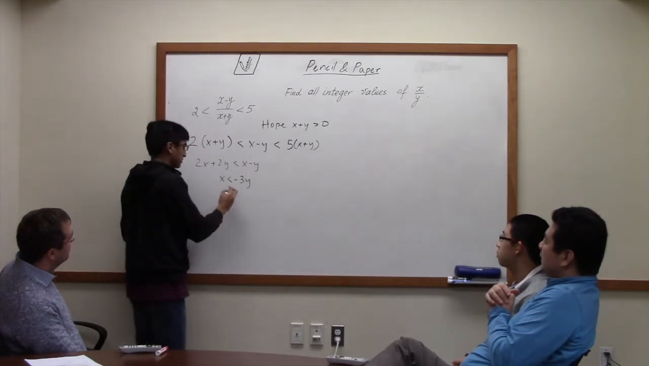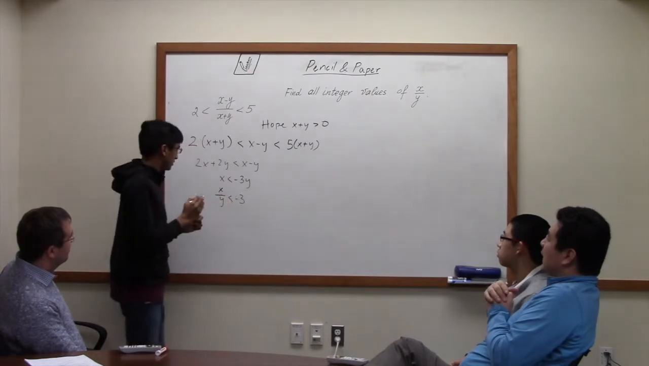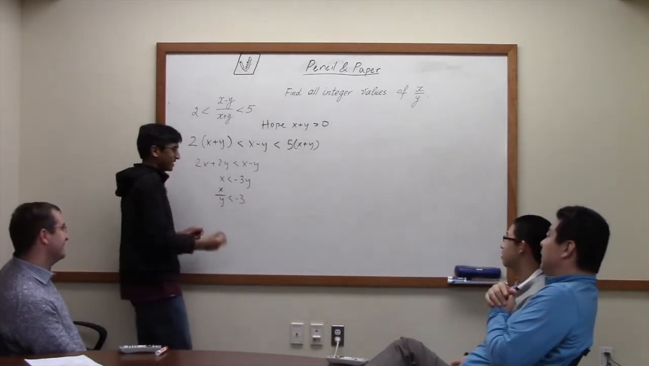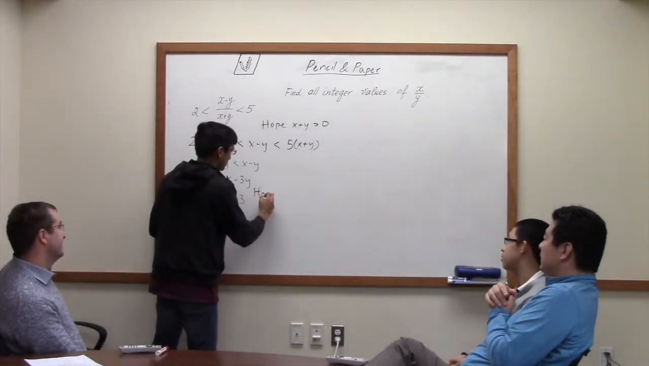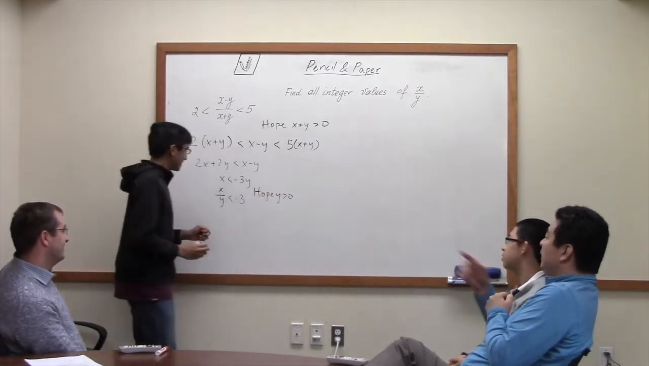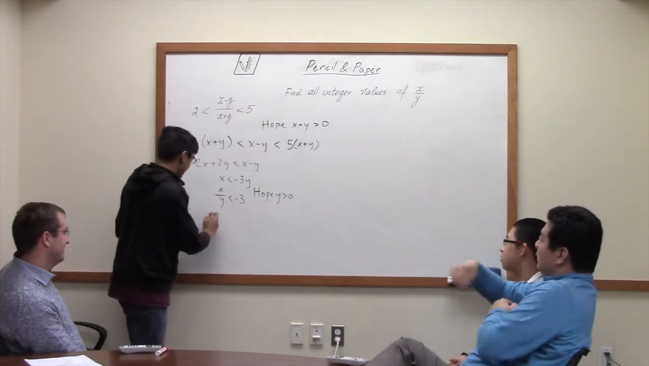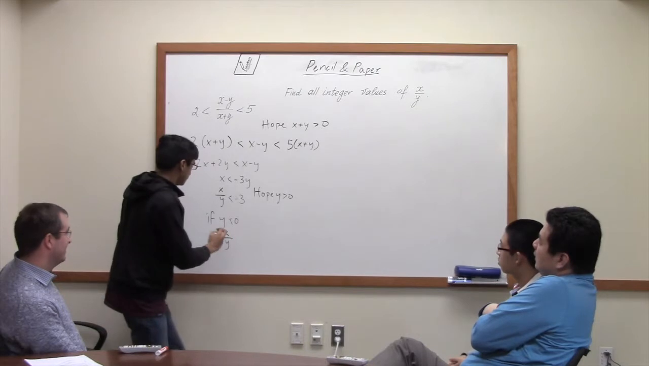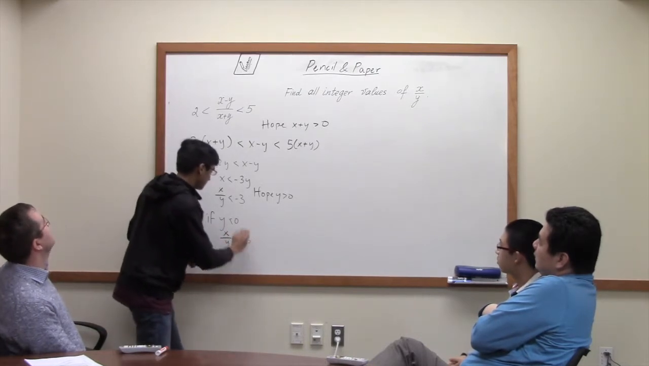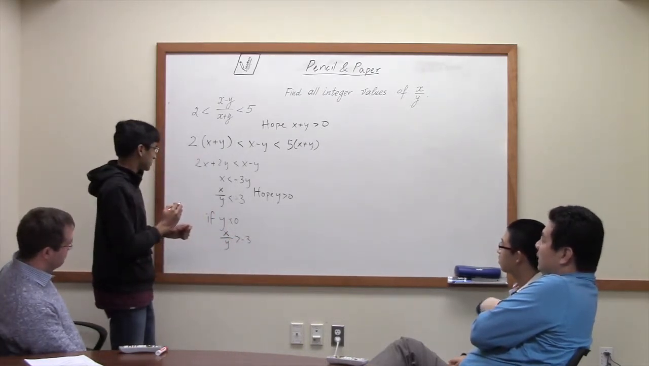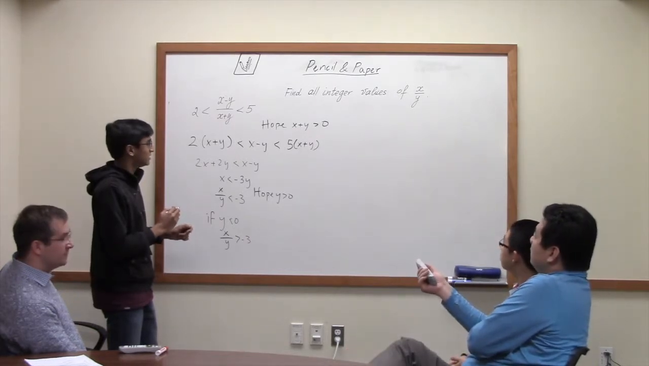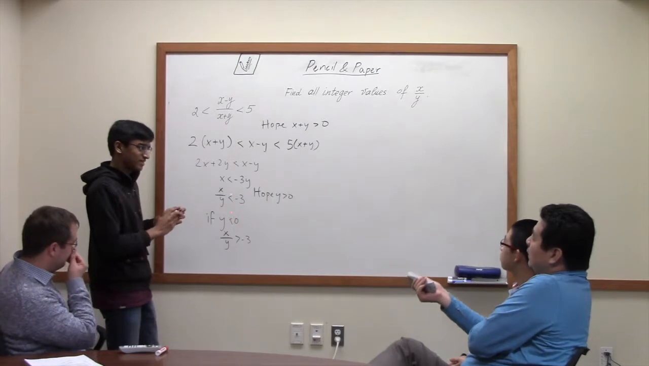So if we're trying to find x over y, x over y is less than negative 3. But you have one more assumption, because we're dividing by y. Exactly. So we hope y is greater than 0. And if y is less than 0, then we have x over y is greater than negative 3. And this is all under the assumption that x plus y is what? Positive, right?